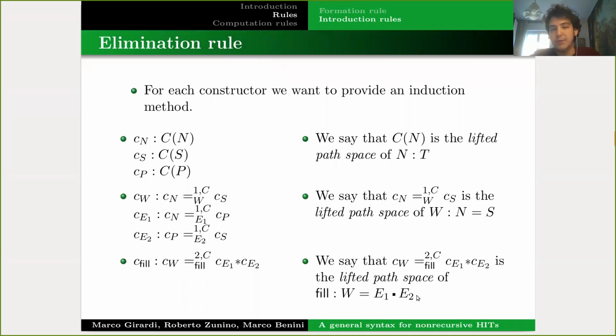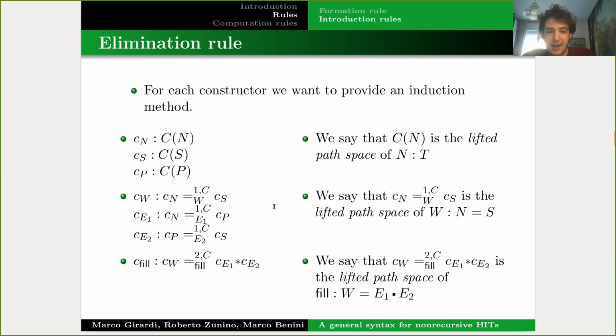Okay, now we want to go to the elimination rule. Again, what we have to do is, for each constructor, provide an induction method. We have already seen that for the level 0 and level 1 constructors, it's rather easy. We know from the HoTT book where we have to look for these induction methods. Here, we look for the induction method for n in this type, and we say that Cn is the lifted path space of n of type T.